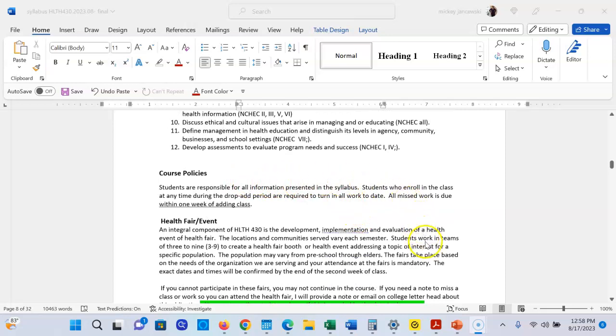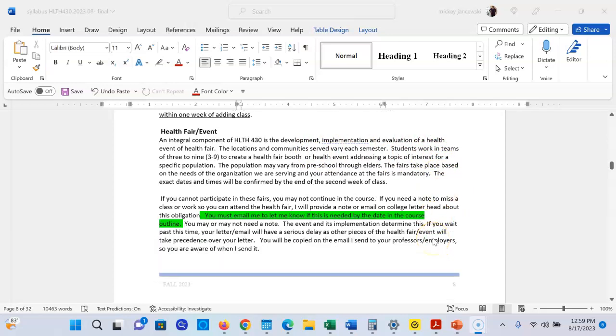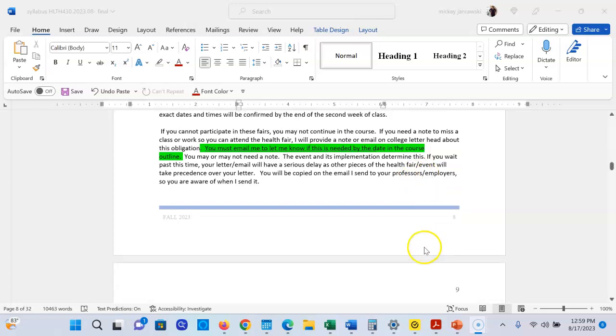Policies, I'm going to go over some policies pretty quickly, but you need to look at them and really understand them. So the health fair event, every semester there is an event of some sort. We'll talk about it during class, but you are required to attend the event. So whatever the event day and time is, you're required to be there. If you are not there or you submit a substantial amount, which is described in the syllabus, you cannot pass the class. And there are some discussions in here and what some options are if you miss the health event. It doesn't matter if it is an excused reason or an unexcused reason. If you miss the event, you cannot pass this class without doing something else that's described here.